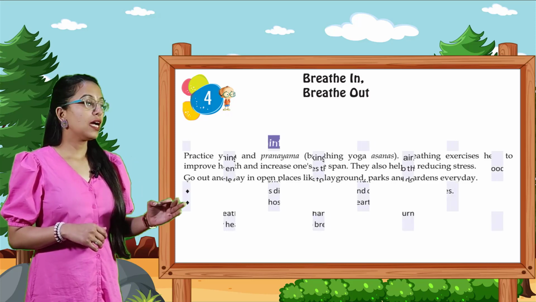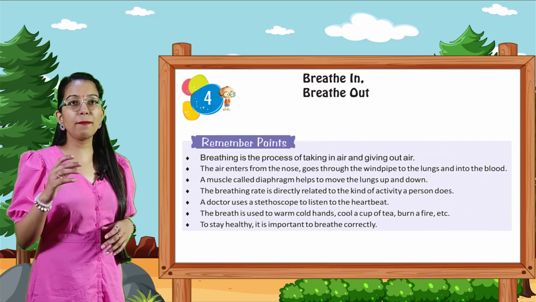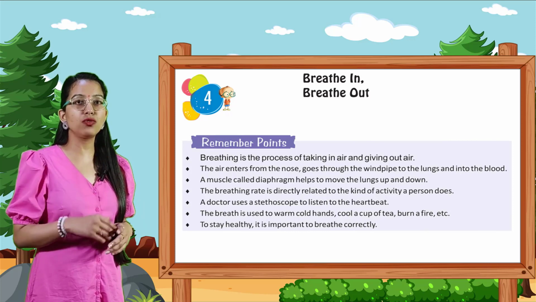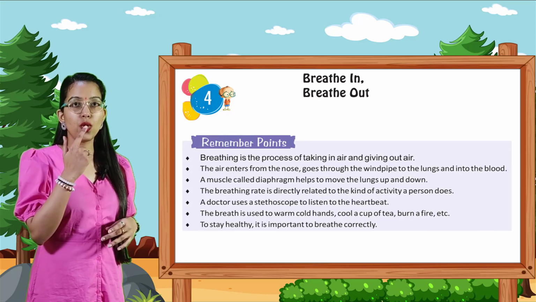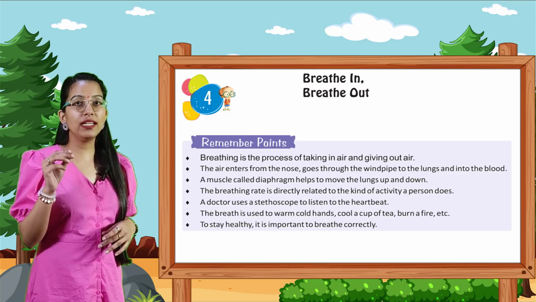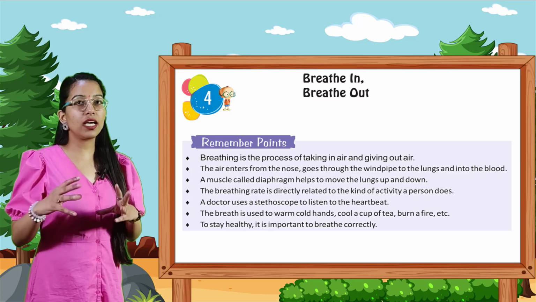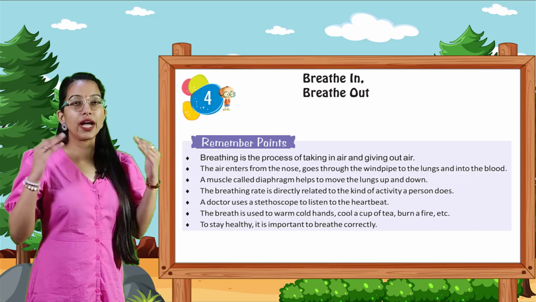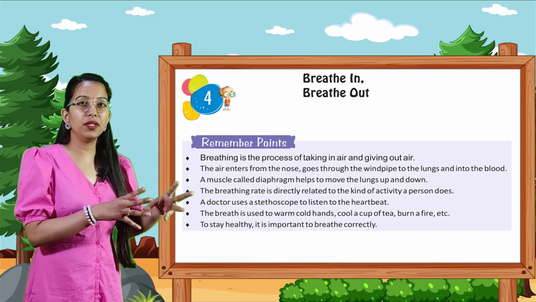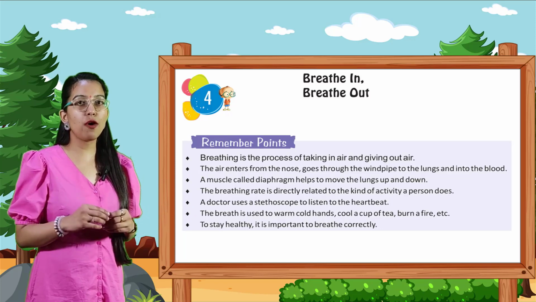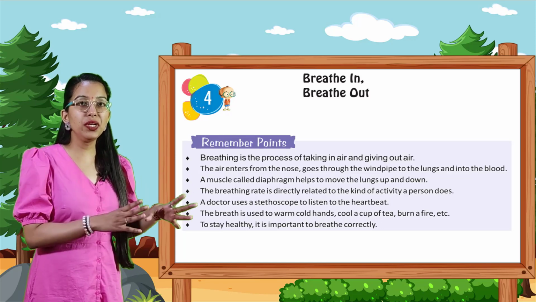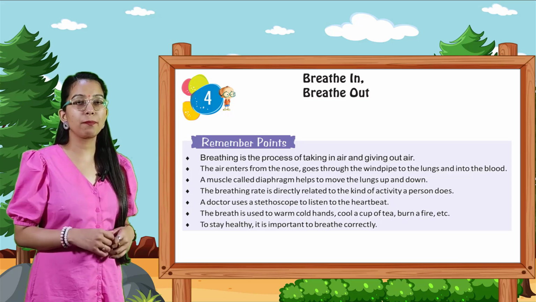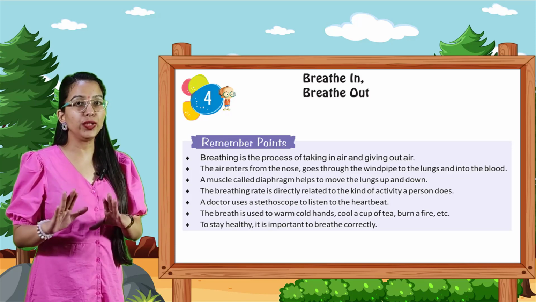Okay students, here we conclude our chapter with the remember points. Breathing is the process of taking in air and giving out air. The air enters from the nose, goes through the windpipe to the lungs and into the blood. A muscle called the diaphragm helps to move the lungs up and down. The breathing rate is directly related to the kind of activity a person does. A doctor uses a stethoscope to listen to the heartbeat. The breath is used to warm cold hands, cool a cup of tea, burn a fire, etc. To stay healthy, it is important to breathe correctly.